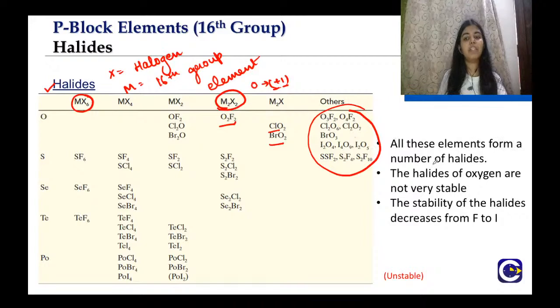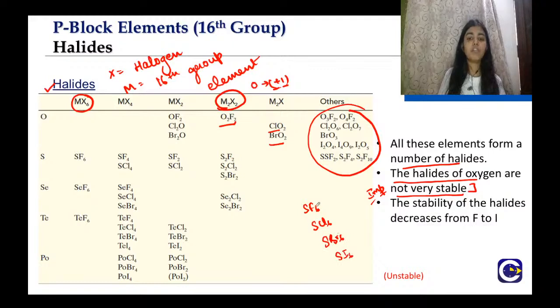So all these elements form a number of halides, and the halides of oxygen are not very stable. This is important. Halides of oxygen are not stable, and the stability of the halides decreases from fluorine to iodine. For example, if you consider SF6, SCl6, SBr6, SI6 and so on, the stability of SF6 will be greater than that of the chloride, bromide and iodide.